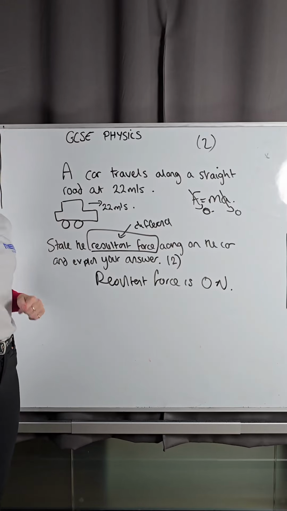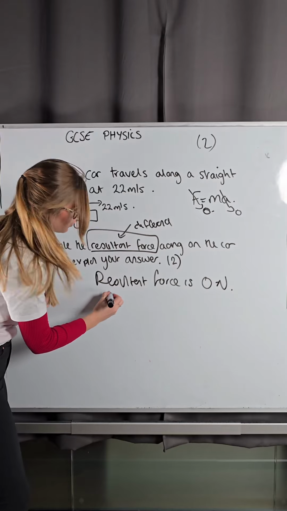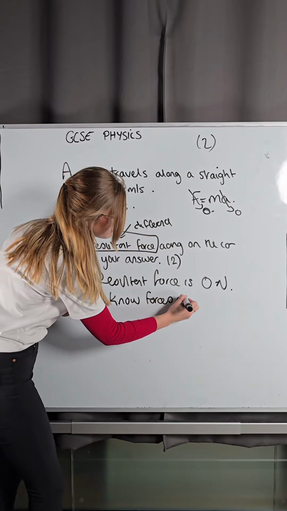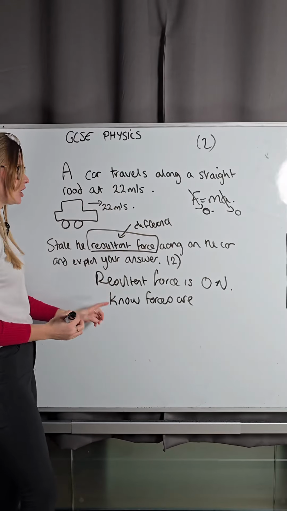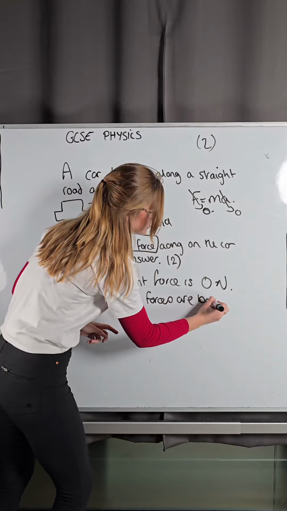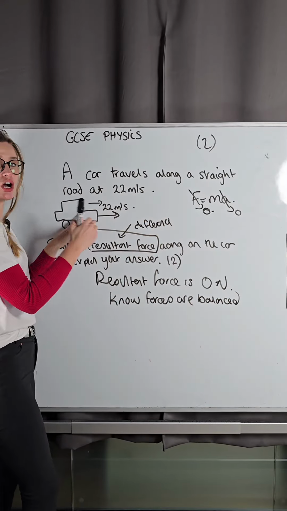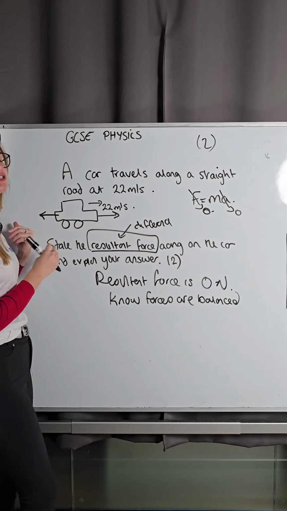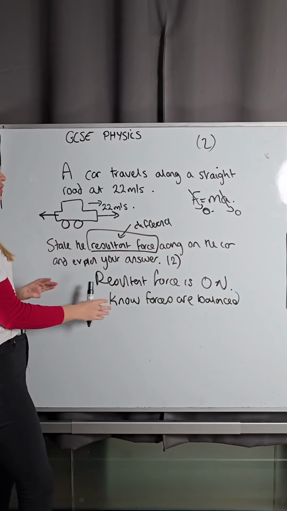There's no resultant force in the car. So let's explain why. How do we know this? We know the forces are balanced. Remember, it doesn't mean there's no force in the car. It means the resultant force, the difference, is 0. So what we're saying is that the forward force from the engine that's pushing the car forward is going to be exactly equal to those resistive forces, maybe due to air resistance or friction. Because they're exactly equal, the difference in them is 0. So the resultant force is 0.